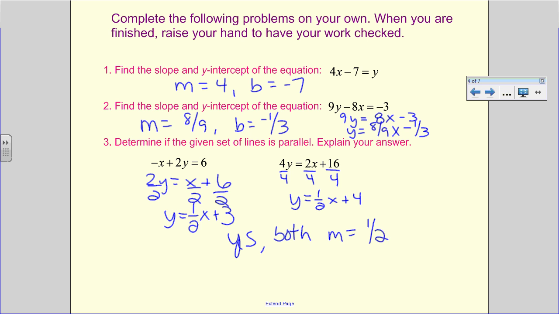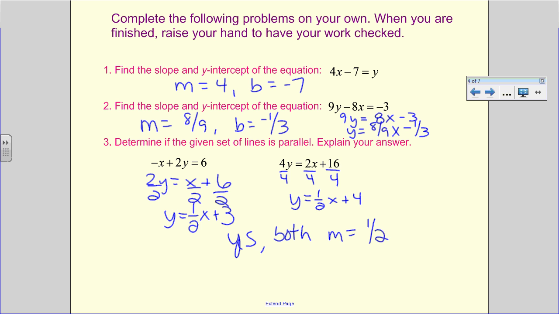For number 2, I have to solve for y, and so you're going to have to undo that subtraction. So you add 8x to each side, and then I have to go through and divide. 8 divided by 9 is 8/9. Keep it as a fraction so that you have rise and run. And then -3 divided by 9 was -1/3. So my slope was 8/9. My y-intercept was -1/3.